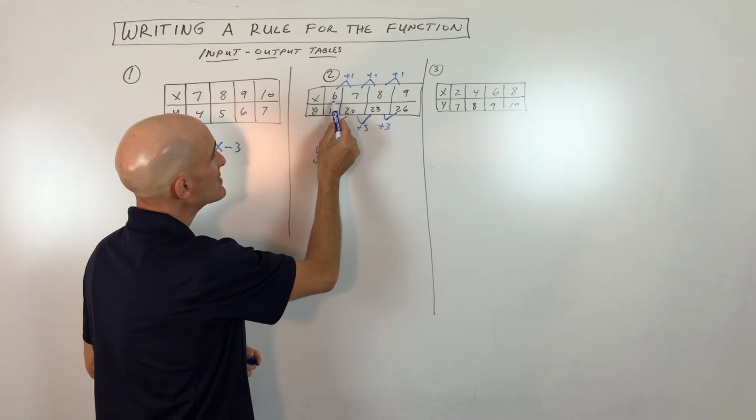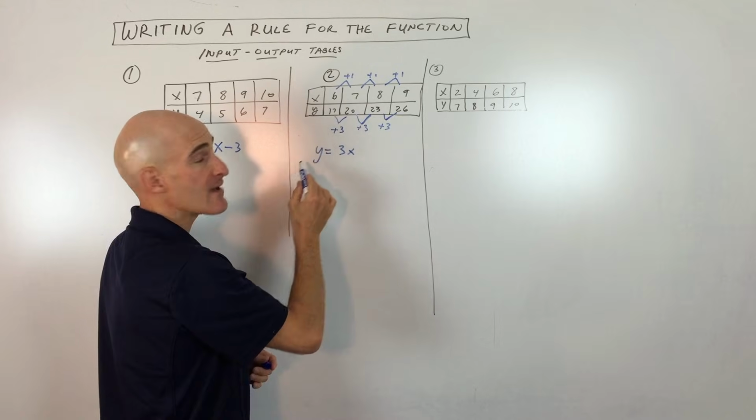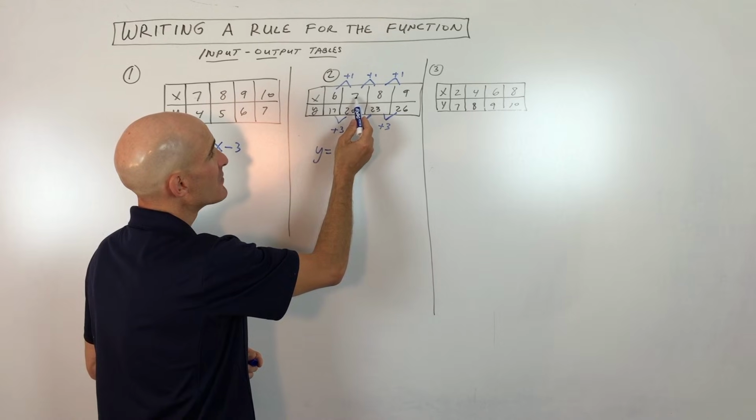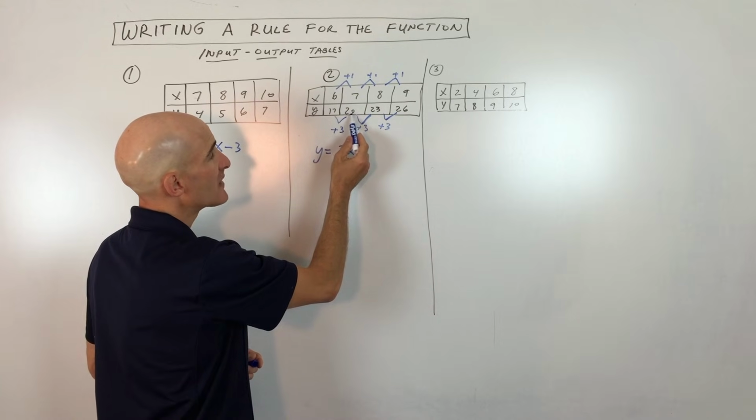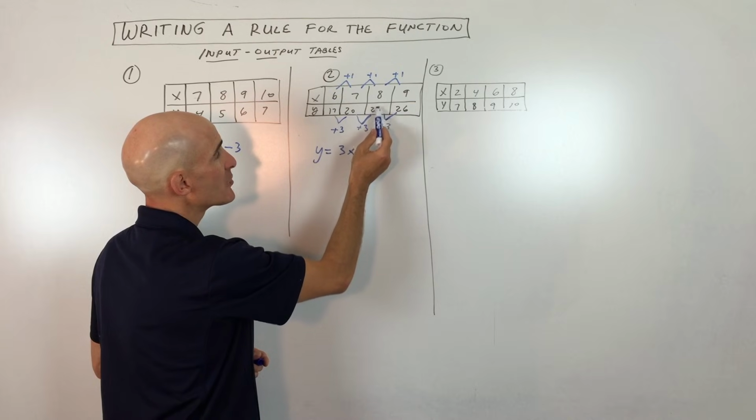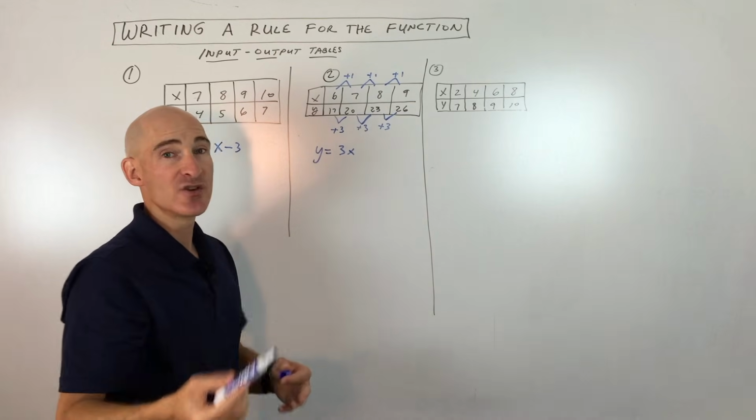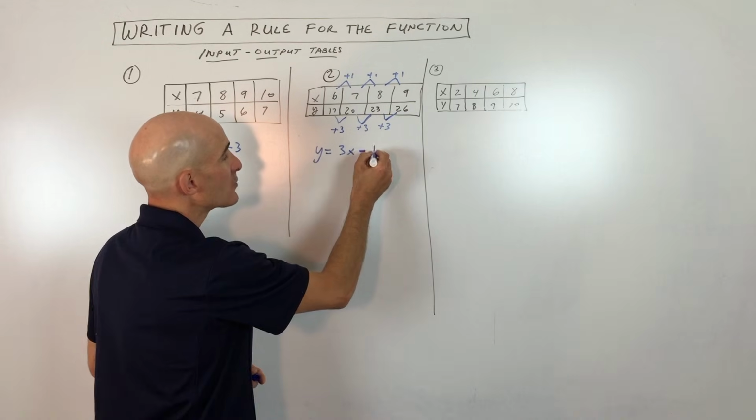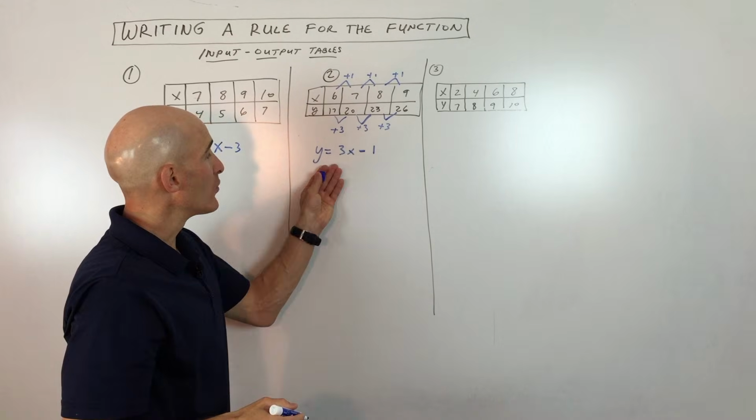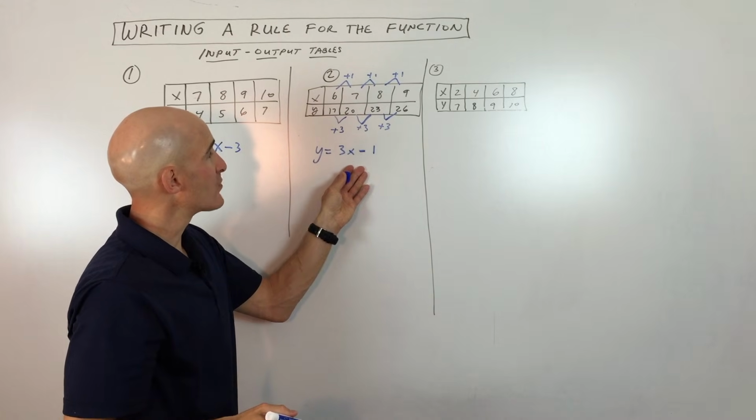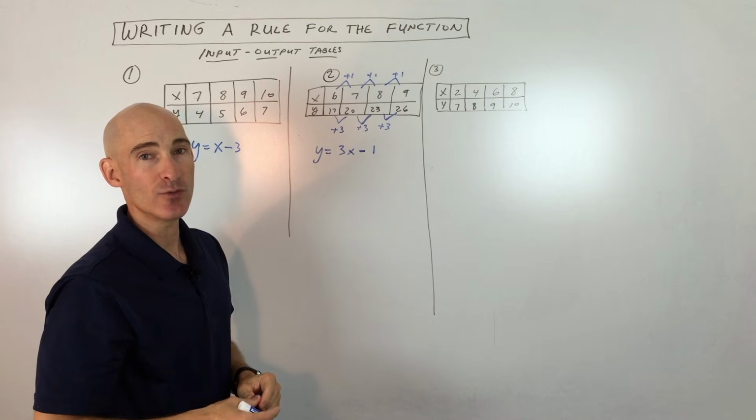6 times 3 is 18, but you can see our output is 17. 7 times 3 is 21, but again, this is 20. 8 times 3 is 24, this is 23. You can see we have to make an adjustment. We have to subtract 1. So this is going to be the equation that represents this input-output table.